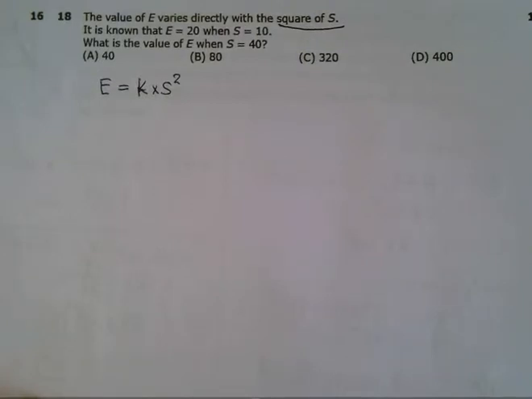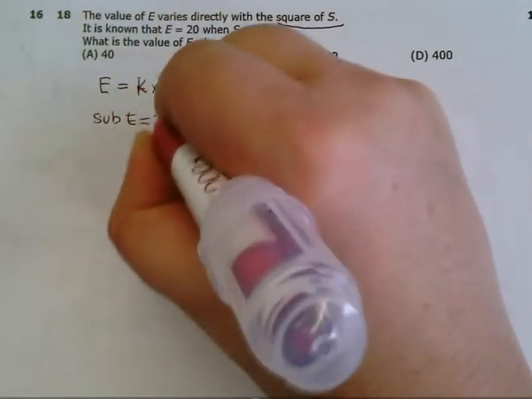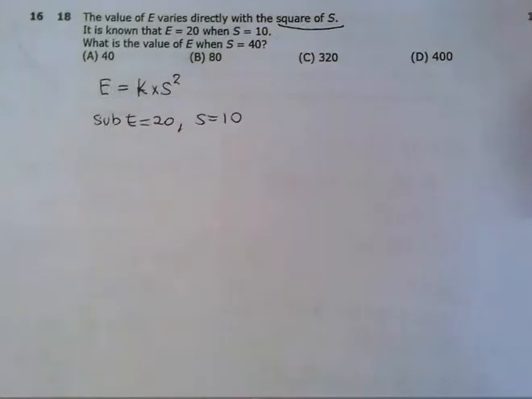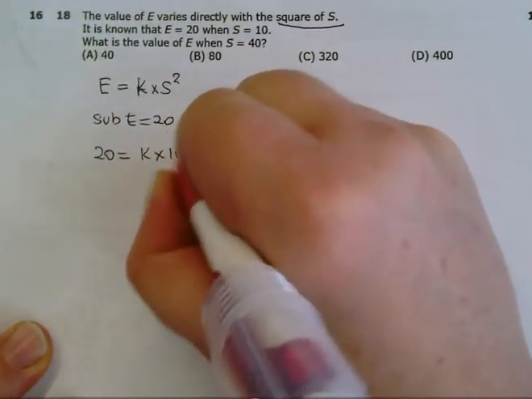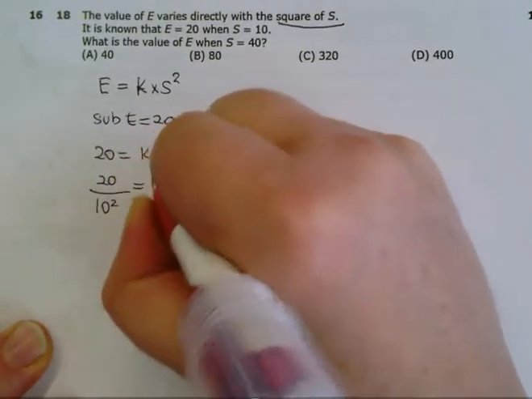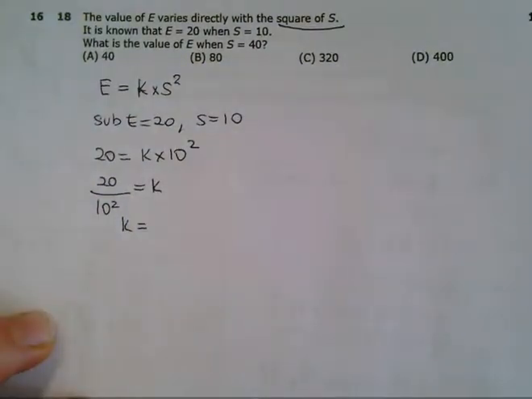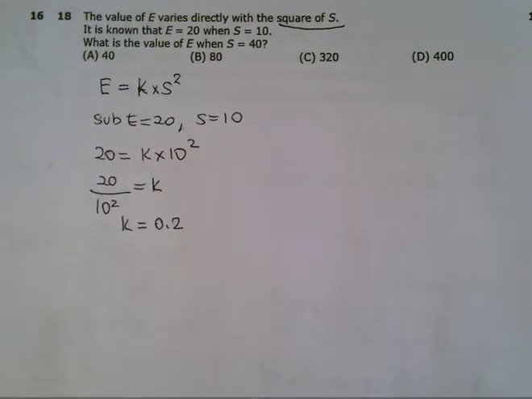All right? Now what do we do? We substitute. E is 20, S is 10. What do you get? 20 equals K times 10 squared. 20 over 10 squared equals K. I think you get the K is what? 0.2. 20 over 100. Yes. 1/5 or 0.2? Let's leave it as a decimal. This one's not hard.